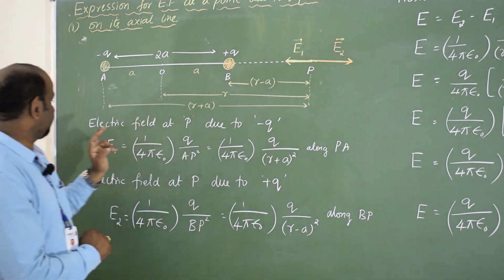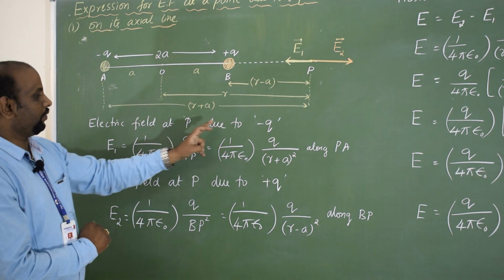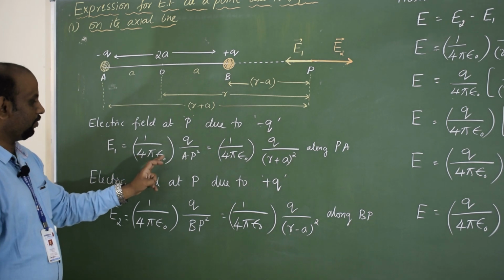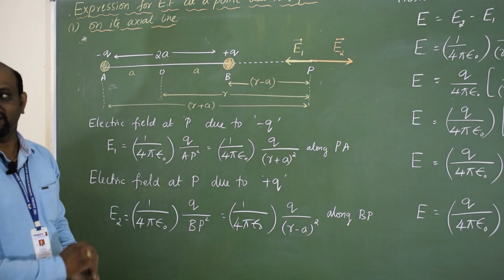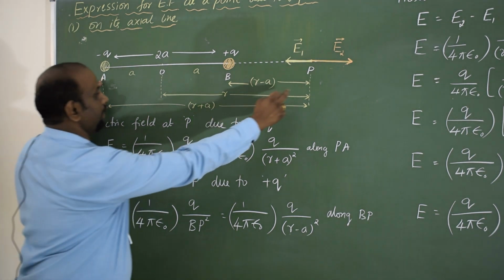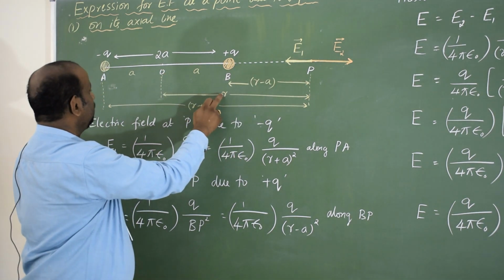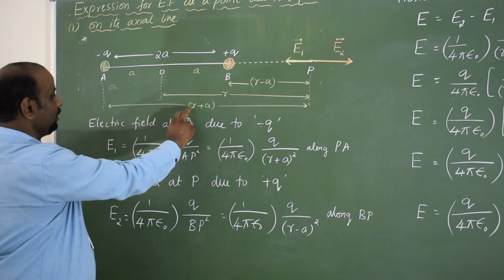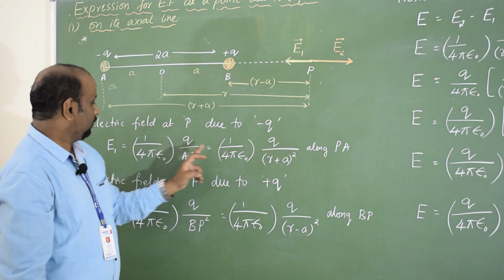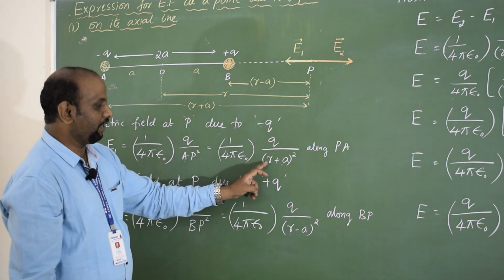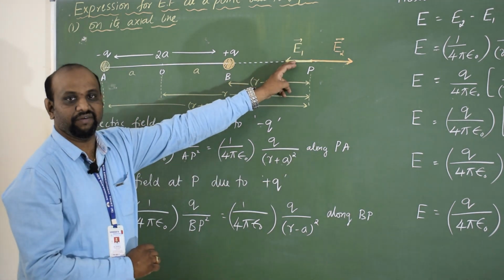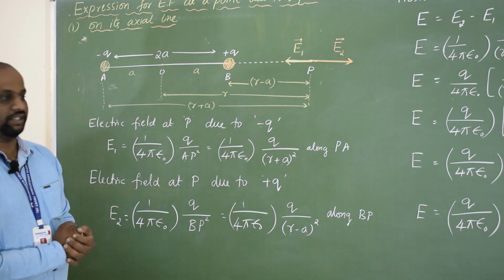What is E1 and what is E2? Consider the electric field at the point P due to the negative charge, given by E1 is equal to 1 by 4 pi epsilon naught Q divided by AP square. What is AP square here? A to P. You know P to O is R and A to O is A. The total distance is R plus A. Then the AP value is R plus A, so E1 is 1 by 4 pi epsilon naught Q divided by R plus A whole square, acting along PA, meaning the electric field E1 is acting towards the negative charge.